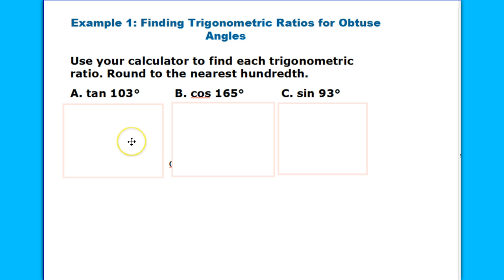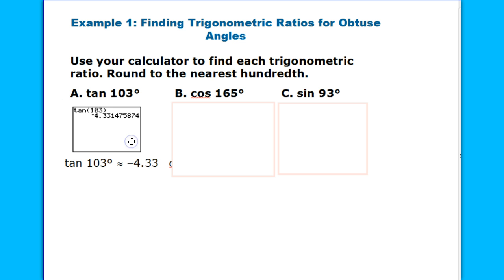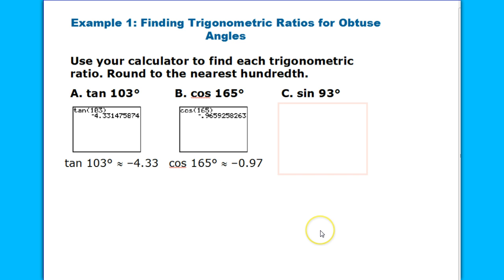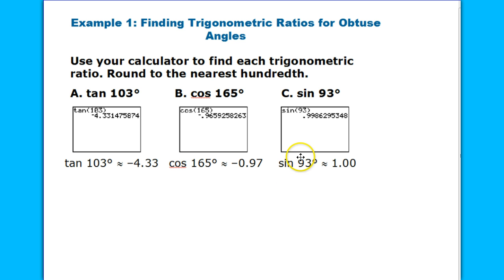So the tangent of 103, again, come back and check when you're ready, is negative 4.33. And the cosine of 165 is negative 0.97. And the sine of a 93 degree angle is 1, rounded to the hundredths. Isn't that interesting? When you look at the hundredths place, it's 0.998, and so the 9 would round up to 10, which rounds the 9 here up to 10, and the entire sine of 93 degrees rounds to 1.00. Notice that we show the hundredths place. That shows that we rounded to the nearest hundredth.